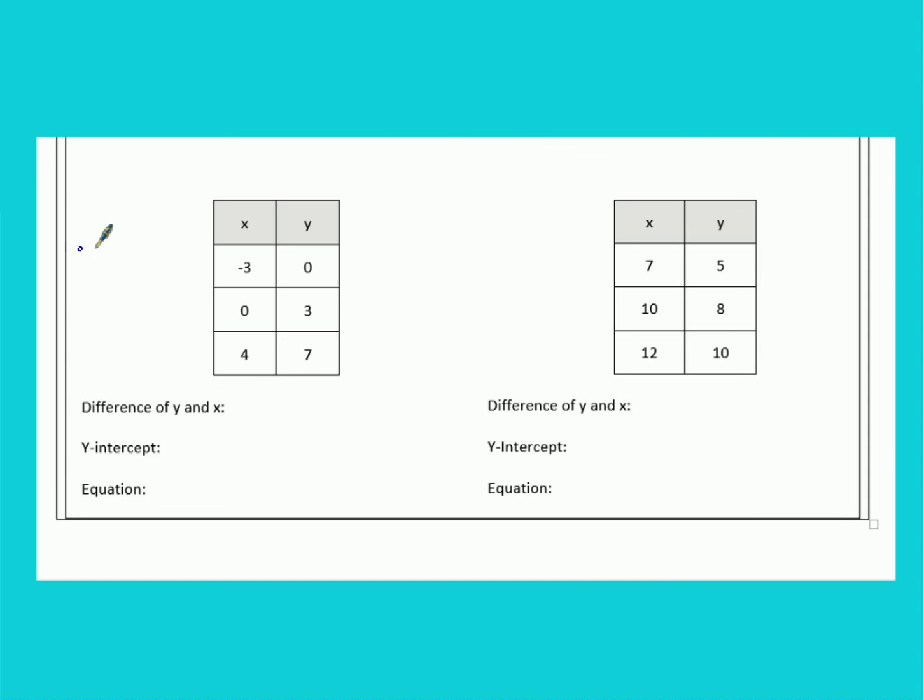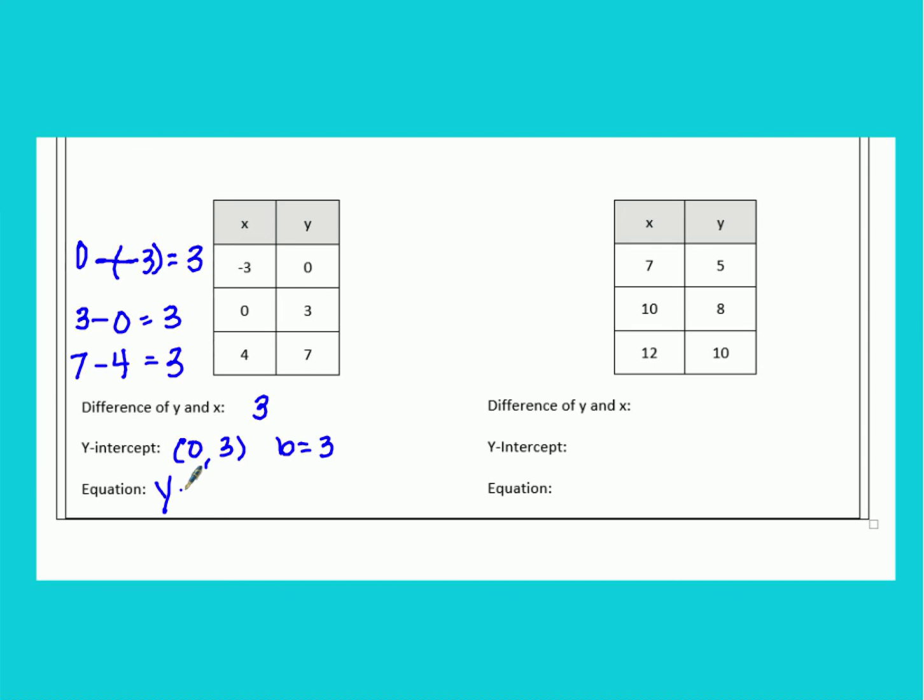In our next example, we'll start with doing our y minus x, so 0 is our y, we need to subtract negative 3 from that. Remember, when you subtract a negative, it's the same as adding. So really this just becomes 3. In our next one we have 3 minus 0, which is 3. And in our last pair we have 7 minus 4, which is 3. So the difference of y and x here is 3 every time. The y-intercept then is going to be (0, 3), or b equals 3. And that just means that y equals x plus 3.